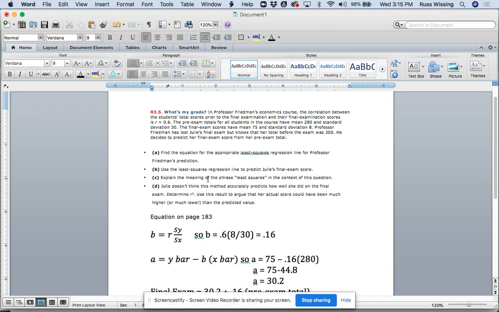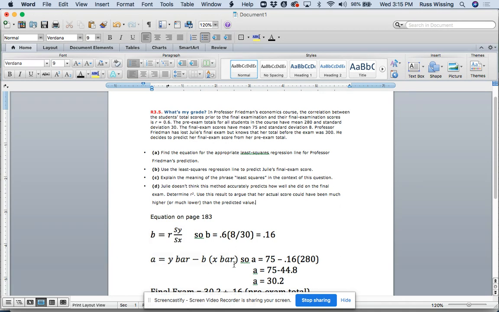But in the more recent versions of math, they'll write y equals a plus bx, where b is our slope, and we can find the slope from this equation by taking r, which is the correlation, times the standard deviation of your y values divided by the standard deviation of your x values.